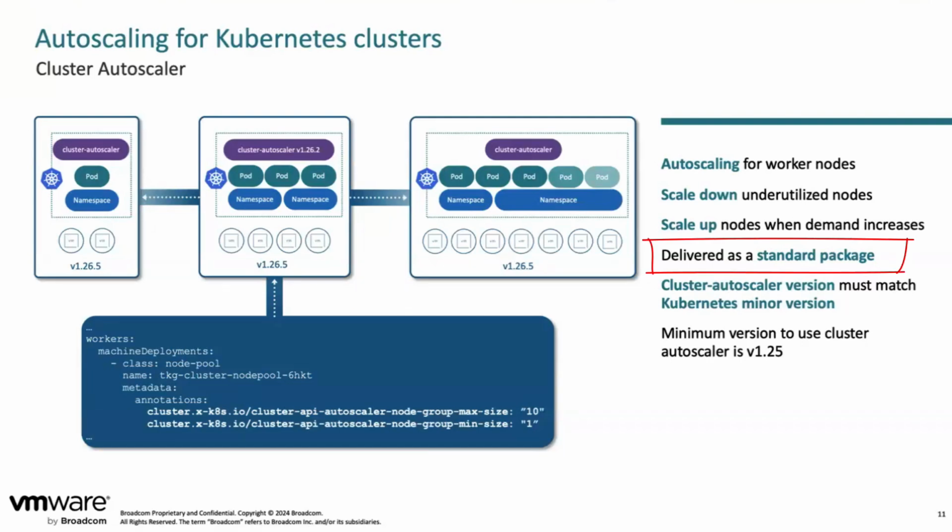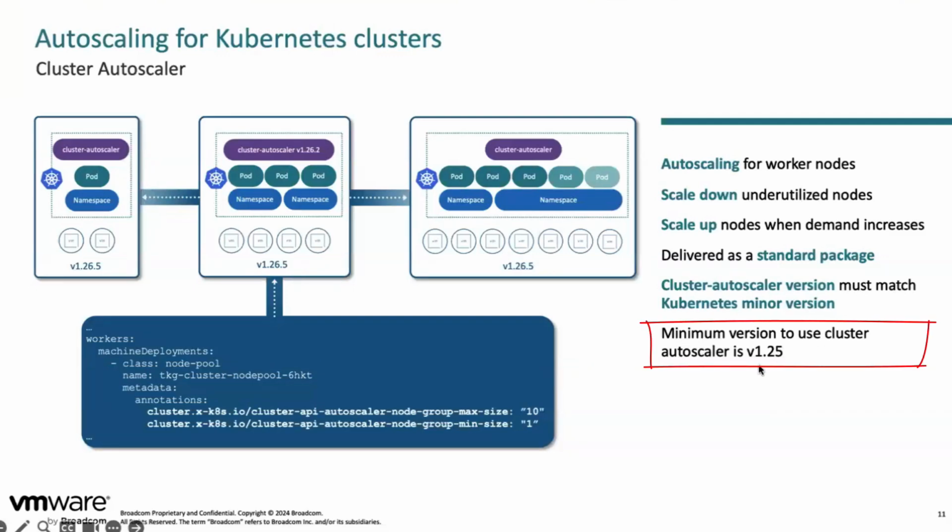You can install this cluster autoscaler using standard packages and using kubectl, or even the Tanzu CLI. However, something to take note of is that the cluster autoscaler version must match the Kubernetes minor version. For example, if your Kubernetes cluster is on 1.26.5, you need to have cluster autoscaler 1.26.2. And the minimum version to use this cluster autoscaler is 1.25.